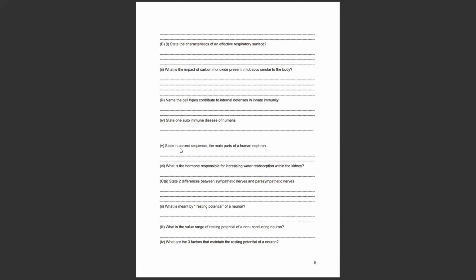Now, Roman number 5. State in correct sequence the main parts of human nephron. Glomerulus, right? Then Bowman's capsule, proximal convoluted tubule, then descending limb of loop of Henle, then tip of loop of Henle, then ascending limb of loop of Henle, distal convoluted tubule.